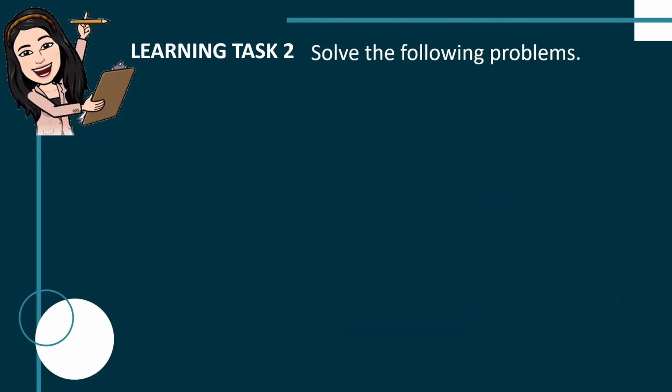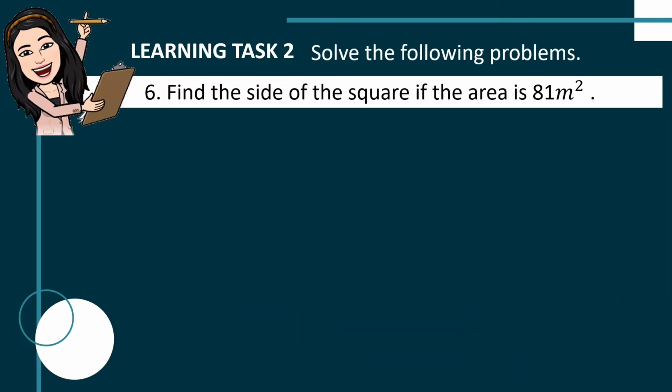Let us have our number 6 problem. Find the side of the square if the area is 81 meters squared. So, again, this is a geometric problem. Side of the square again. We all know that the formula in finding the area of the square is A equals S squared, or area is equal to side squared. Substituting the given value, the area is 81. So, 81 equals S squared; we just replace A by its value, and the side is the unknown.